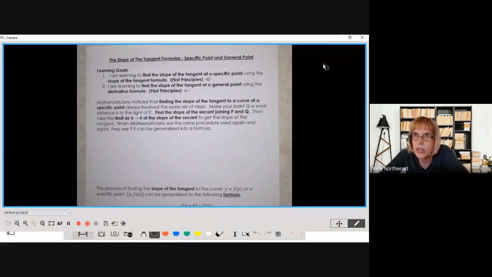Yesterday was kind of just an introduction, the way Newton first developed calculus, and then it was further developed into using these first principles formulas. And that's what we're going to do today.